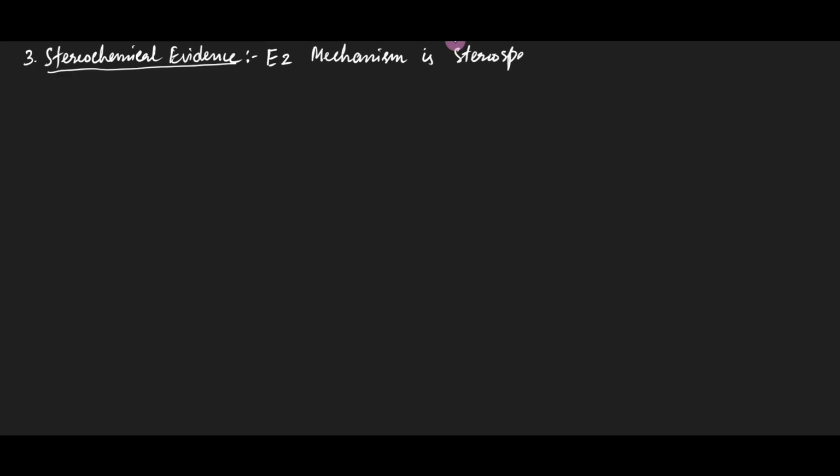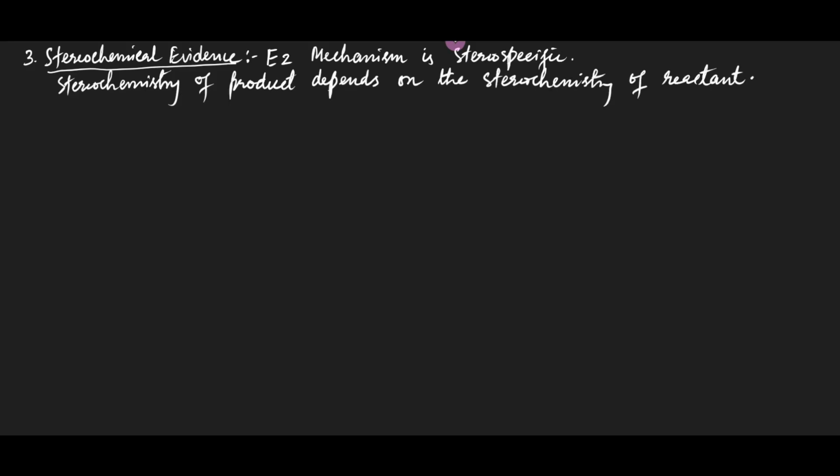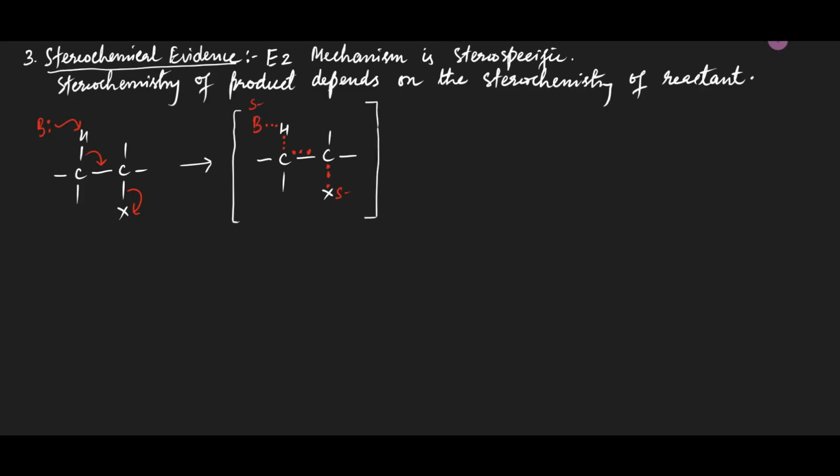The most compelling evidence for the E2 mechanism is found in stereochemical studies. The E2 mechanism is stereospecific, which means the stereochemistry of the product depends on the stereochemistry of the reactant. To understand this, let us write the substrate again. The base abstracts the beta proton, the bonding pair of proton and beta carbon moves to form a pi bond between beta and alpha carbon, and the leaving group leaves from alpha carbon along with the bonding electron pair. For this, we can write a transition state like this, in which bonds being broken and bonds being formed are at an intermediate stage and are shown in red dotted lines. Ultimately it leads to the alkene product.